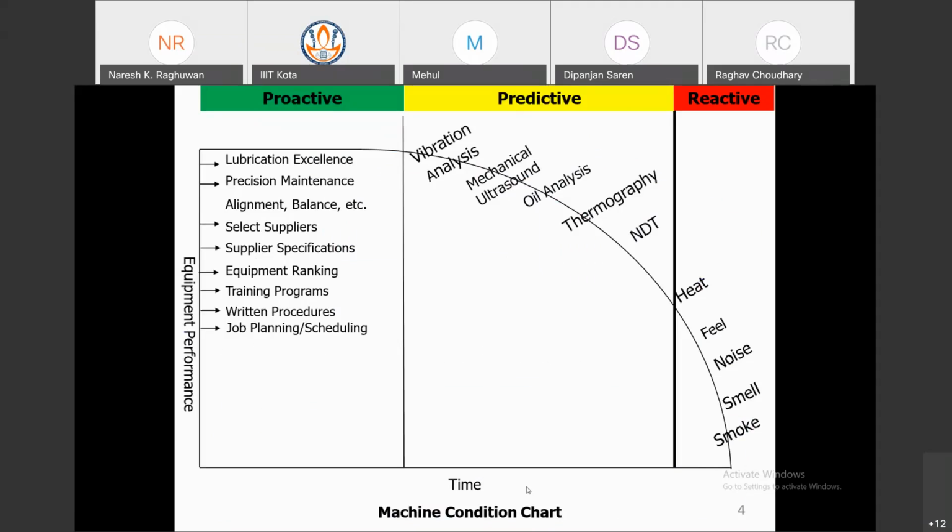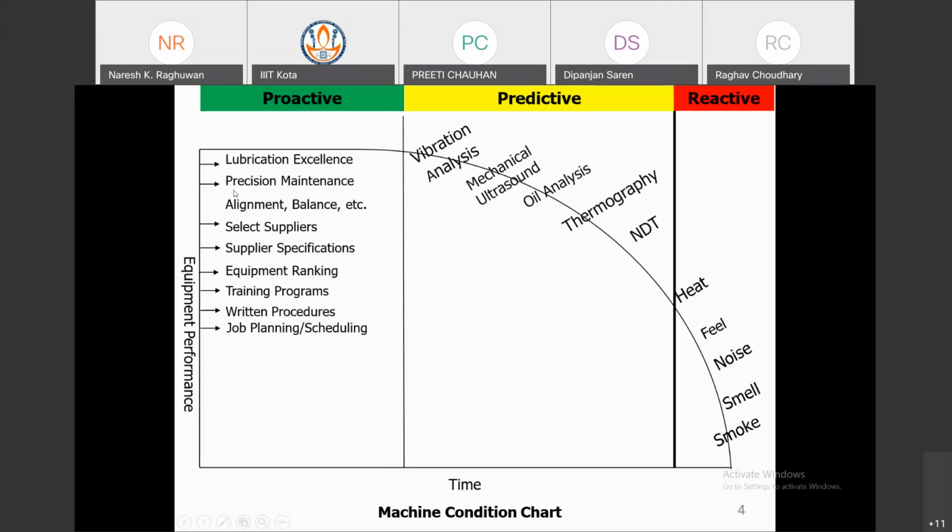Machine condition. First of all, we design some machine and install it in some industry. Then we do proactive activities to improve performance, like lubrication excellence, precision maintenance, alignment, balance, and selecting suppliers. These are some basic proactive steps. Here the machine is not yet working, but we are installing the machine in an industry for that purpose. So we expect that the equipment performance is at the highest level.